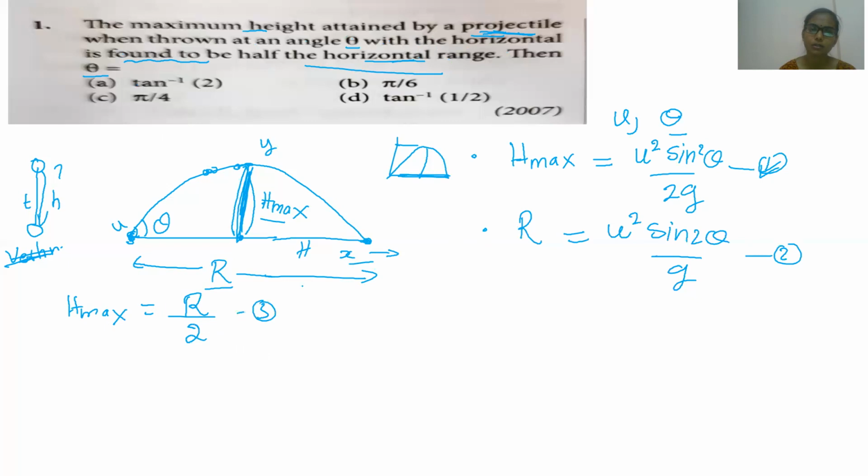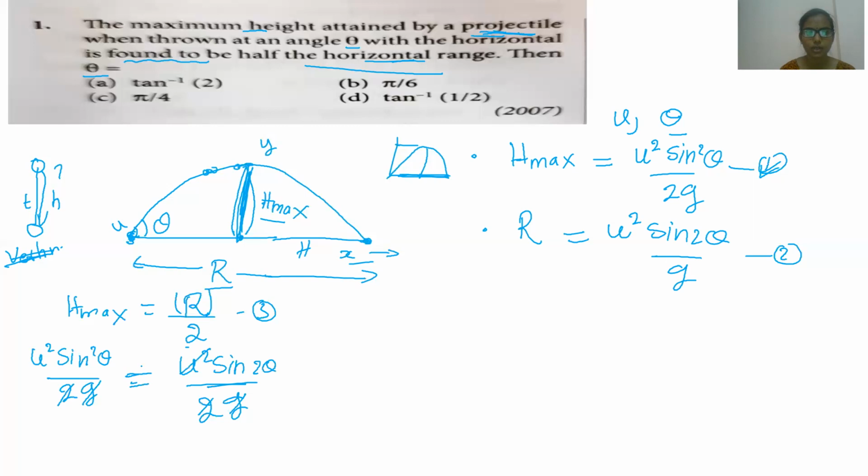Okay, children, substitute 1 and 2 here, what will we get? H maximum is U square sine square theta divided by 2 into G, equals, what is the R formula? R is given as U square sine 2 theta by G, and by 2, that 2 you write here. Clear, children? Now you cancel the terms on the left side and right side. Observe left side and right side: 2 is same, it cancels. And G is same, it cancels.